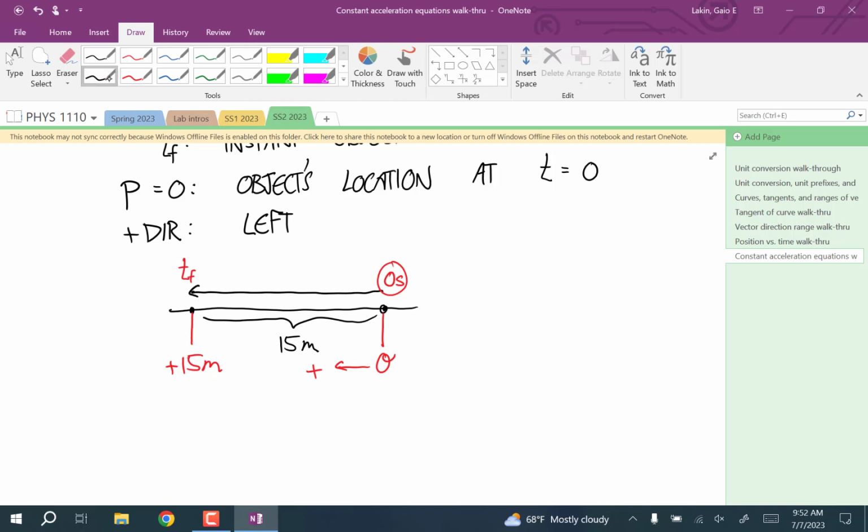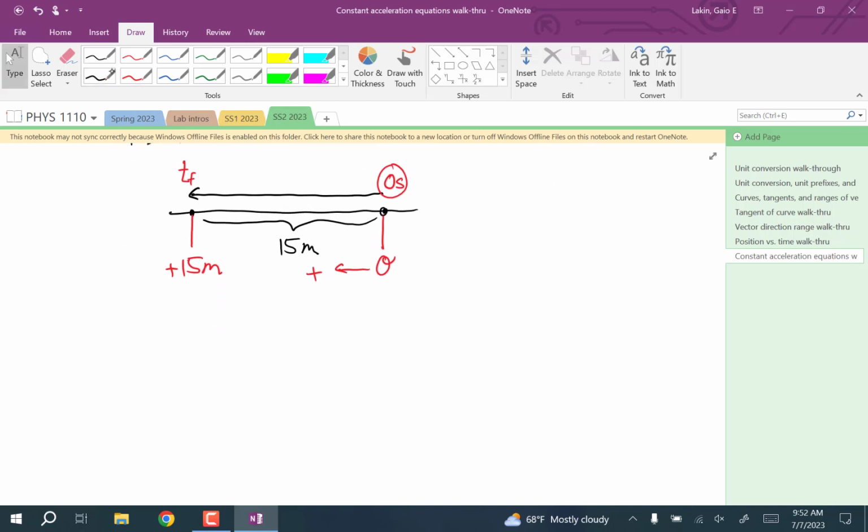Now that we've made those choices, we can think about what variables we know and what variables we want. So I'm going to list out the order of variables. I just always do it in the same order so I don't forget things. So the possible variables that we could know are time final, acceleration, p initial, p final, v initial, and v final.